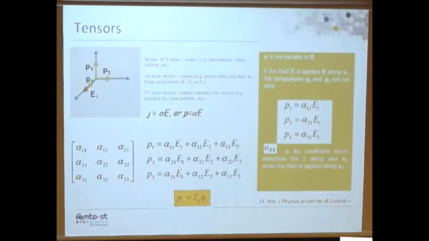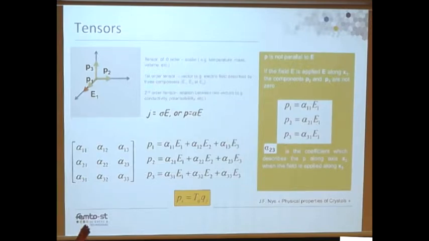And the value of this polarization will depend on the constant. So there are 3 different constants. Each constant describes how the field along direction 1 will induce polarization along direction 1, how the field oriented along direction 2 will induce polarization along 1, and how the field along direction 3 induces polarization along 1 according to this constant.